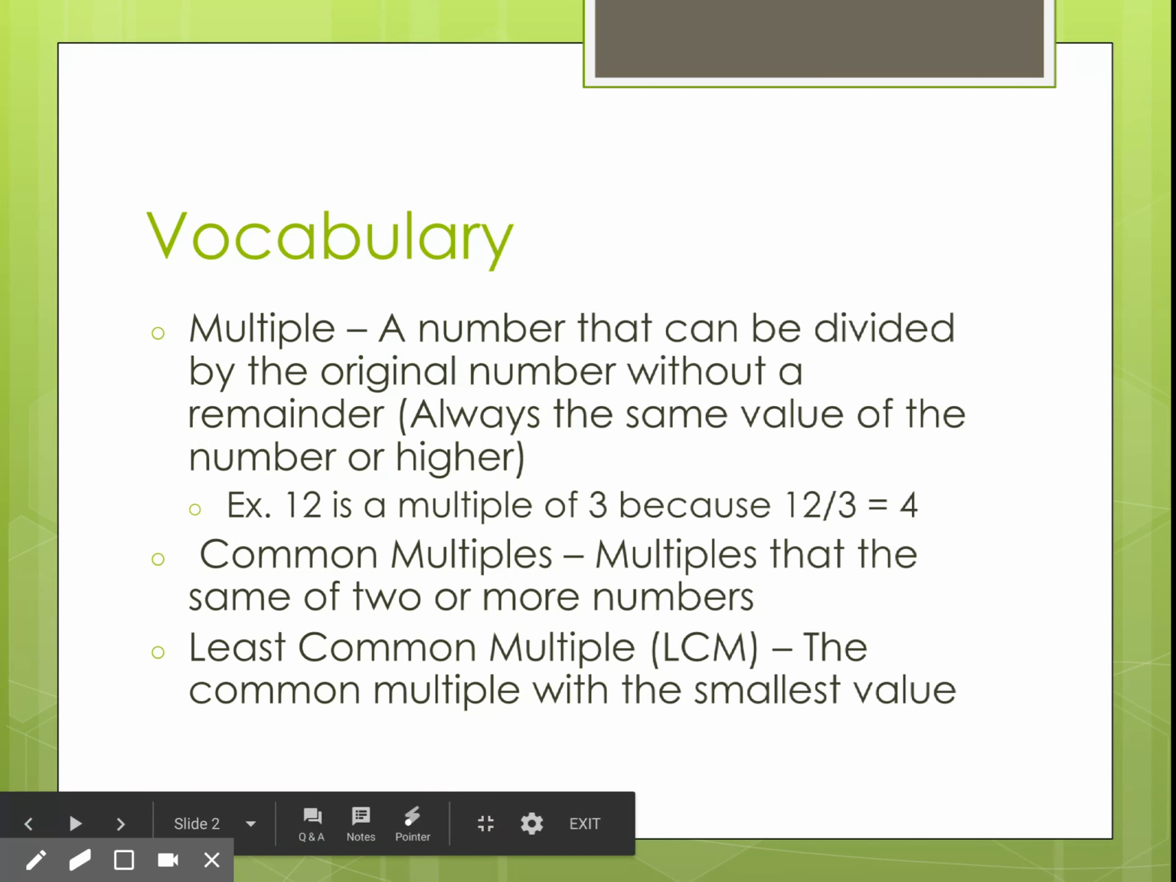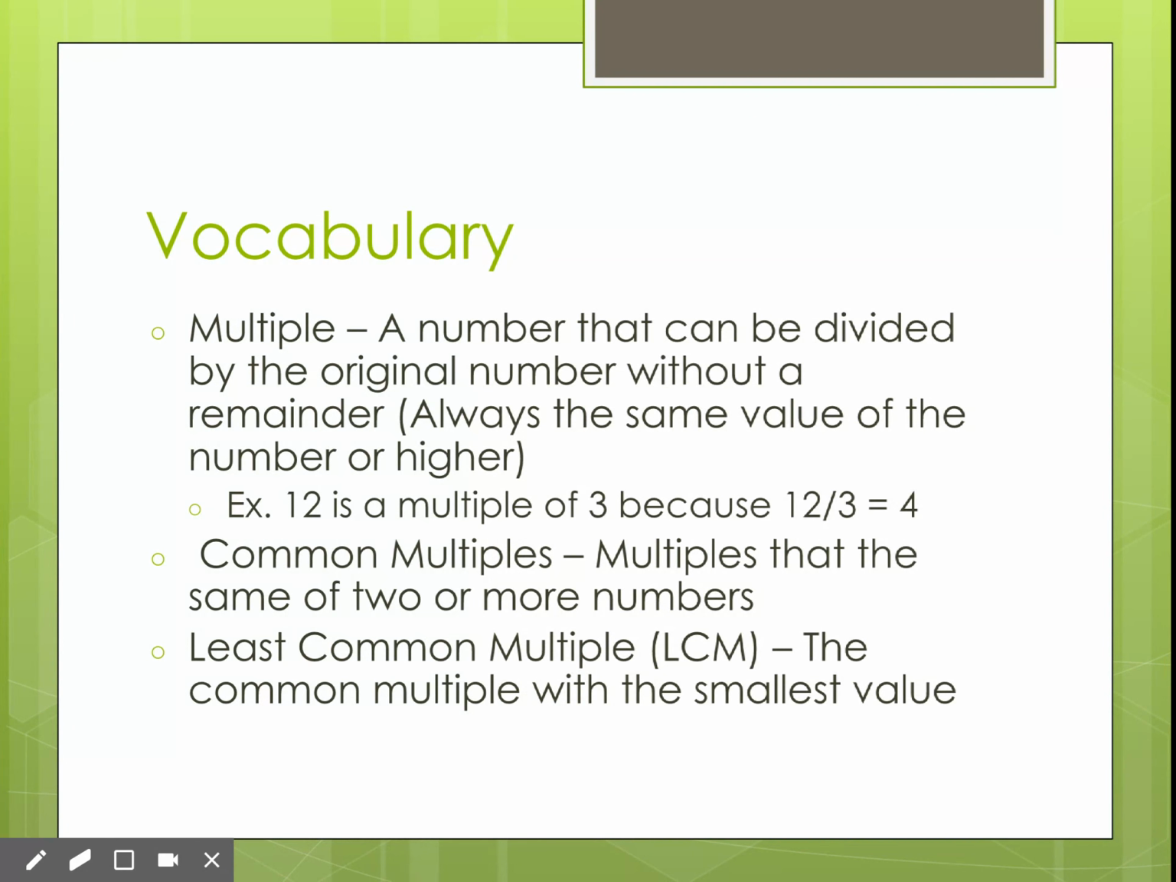Vocabulary. Multiple. A multiple is a number that can be divided by the original number without a remainder. Always the same value of the number or higher. You'll never have a multiple that's lower than a number. For example, 12 is a multiple of 3 because 12 divided by 3 equals 4.